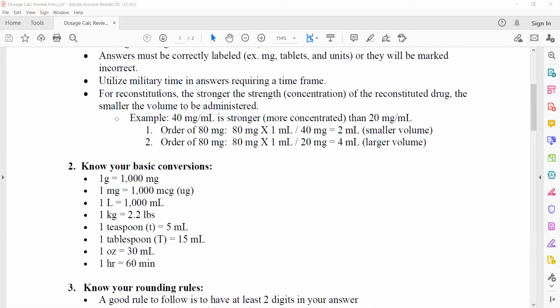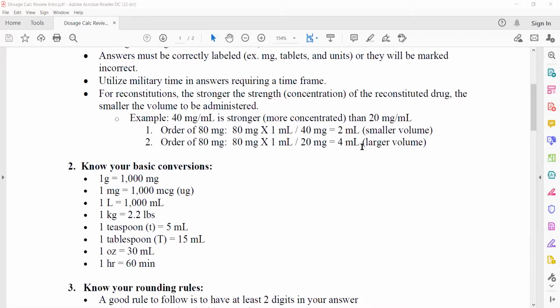And some medications allow for adding different volumes in order to get to different concentrations. So if I add less water, I get a greater concentration. And if I add more water, I get a lesser concentration.